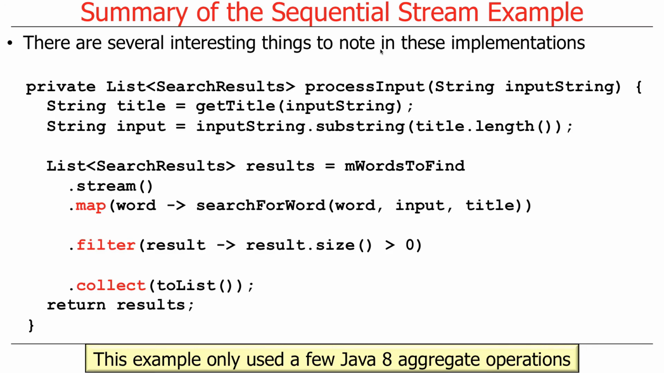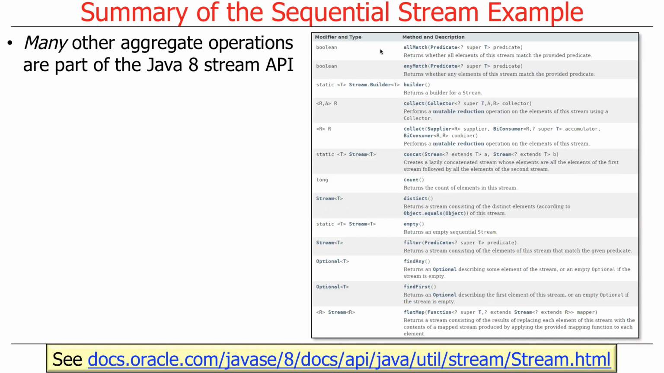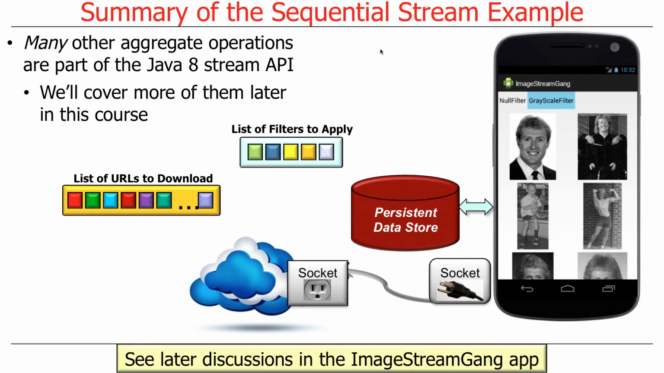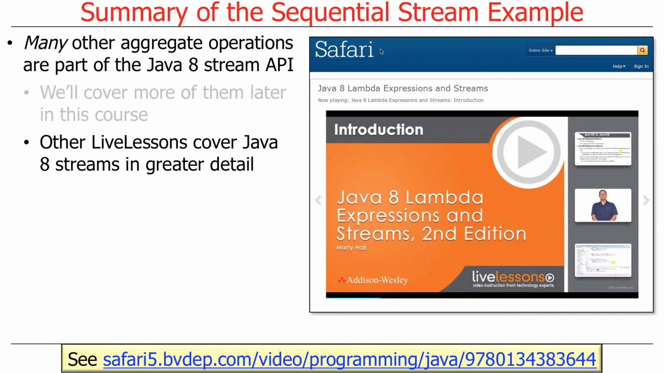This example only used a few aggregate operations. There's lots and lots of them. You can take a look at this link to find many more of them, and we'll talk about a few more as we go through this stuff. In particular, there's another example called the image StreamGang that applies a few more things and does image processing and so on. I've got a cool set of videos that talk about all this stuff.